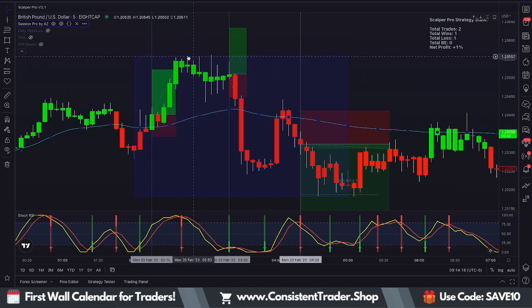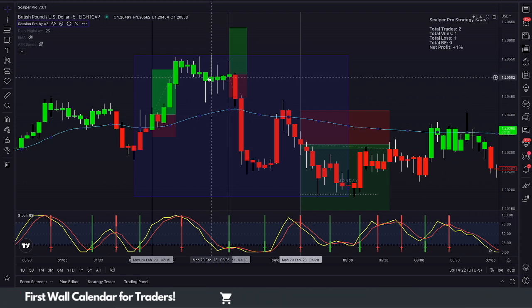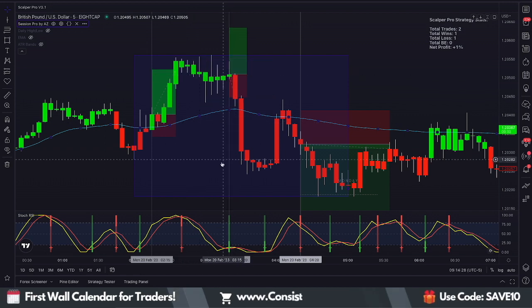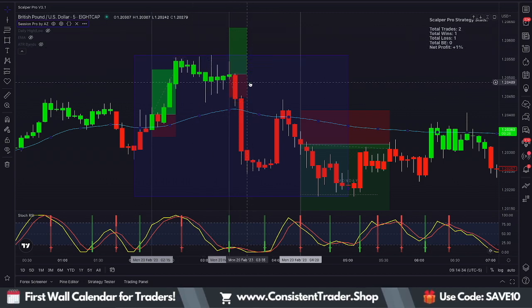Alright, then we had some indecision right here with wicks to both the up and downside until we reached the London Open, basically right here. That's where all the wicks come from. We consolidated and I got a long entry opportunity right here at 3:20, very similar to what we saw in Euro US dollar and Aussie US dollar.